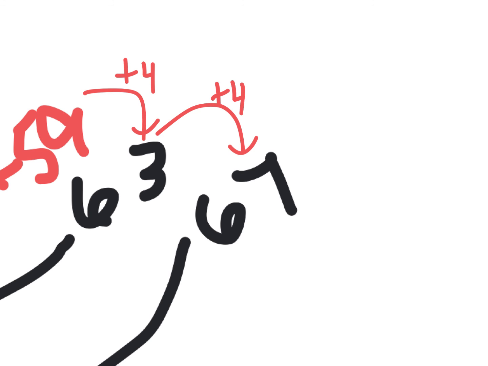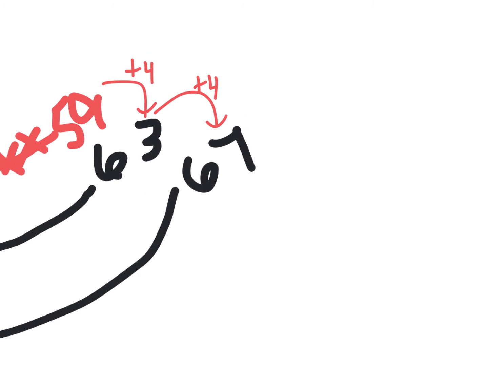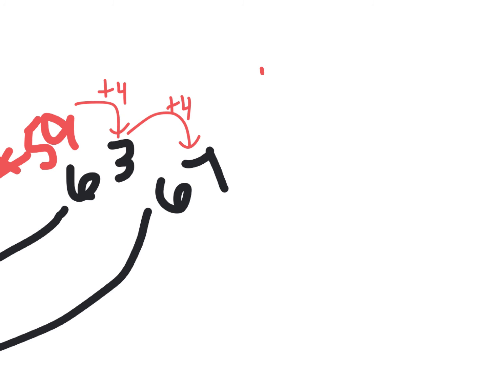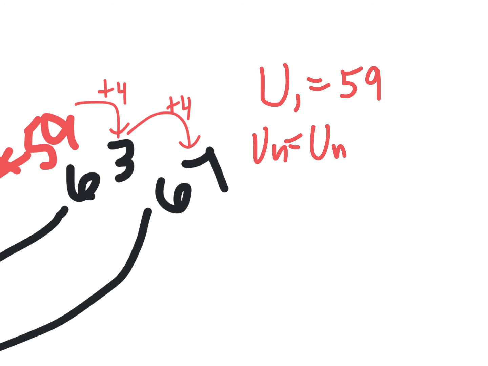It sounds like something I could write an equation for, doesn't it? In fact, let me just do that. It'd be u sub... I'm going to choose u sub 1 for the first row. That feels like it makes sense to me. Row 1. Otherwise, how the heck am I going to do row 0? That'd be weird. So I'm going to say u sub 1 is 59. u sub n equals u sub n minus 1, and then I add 4 each time.